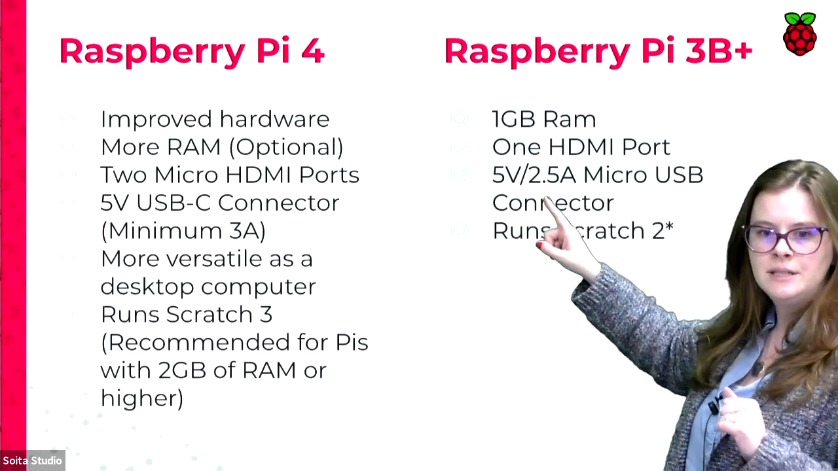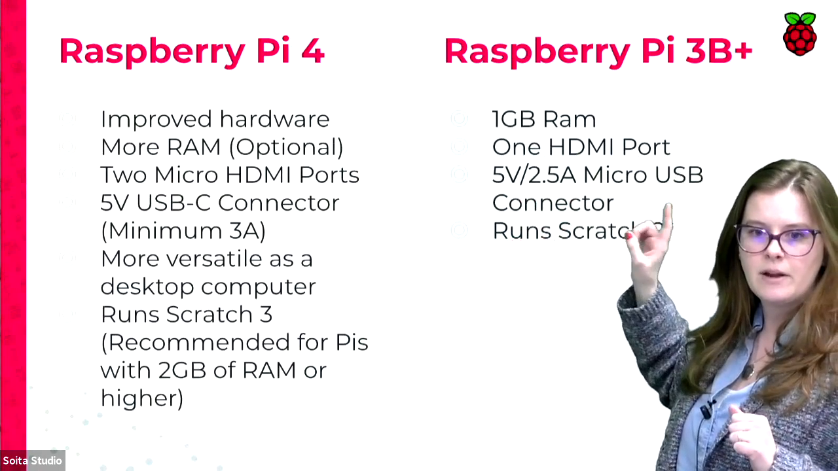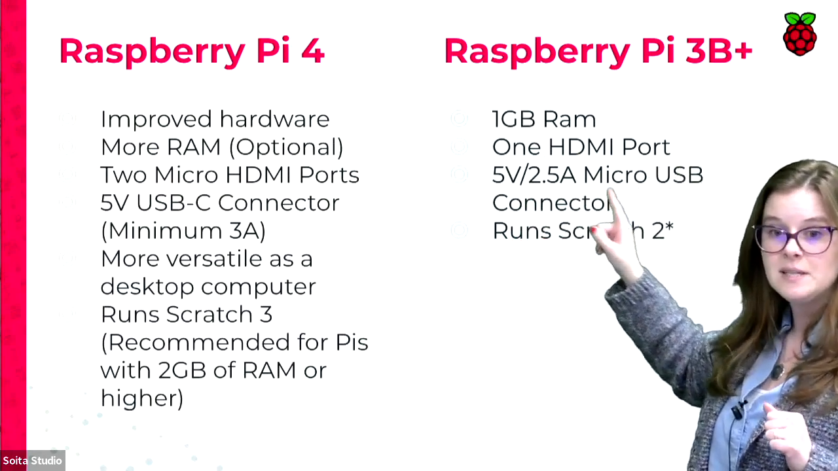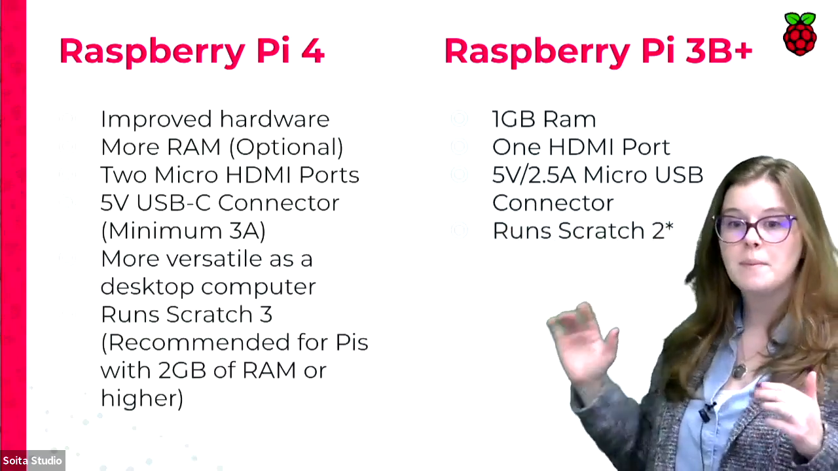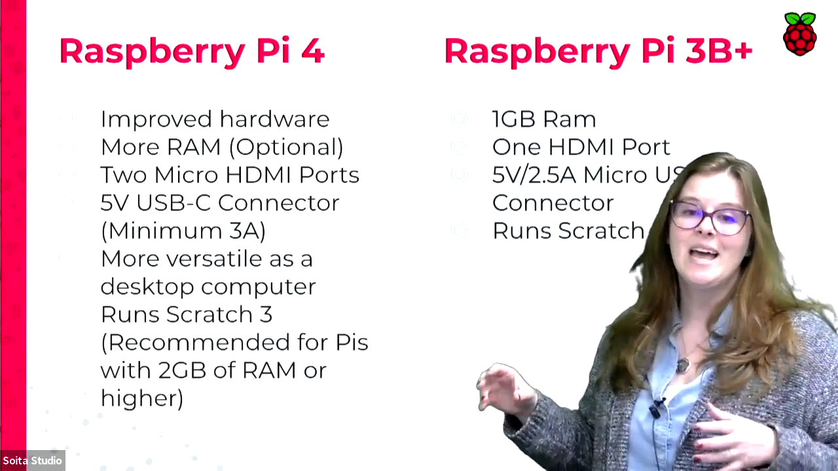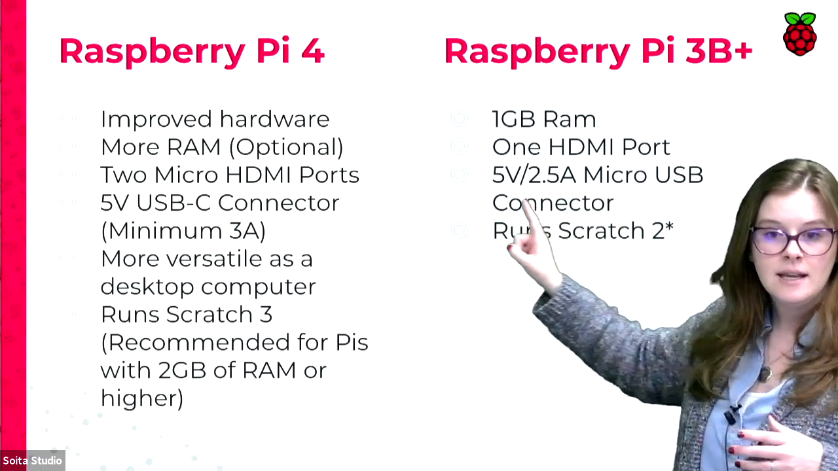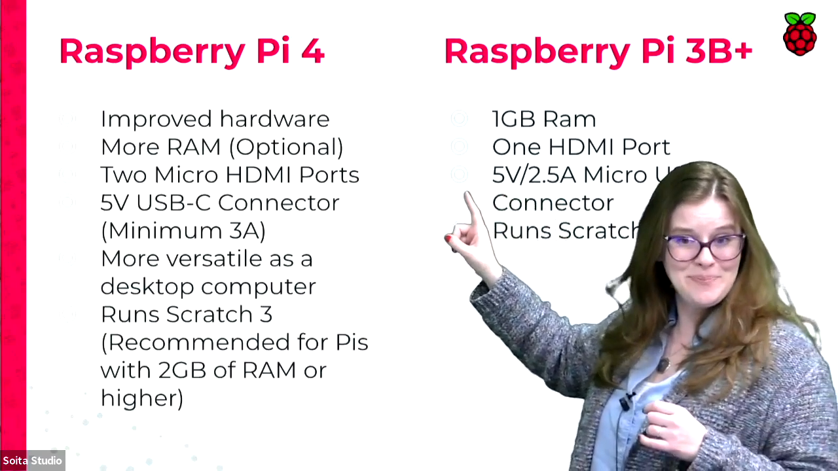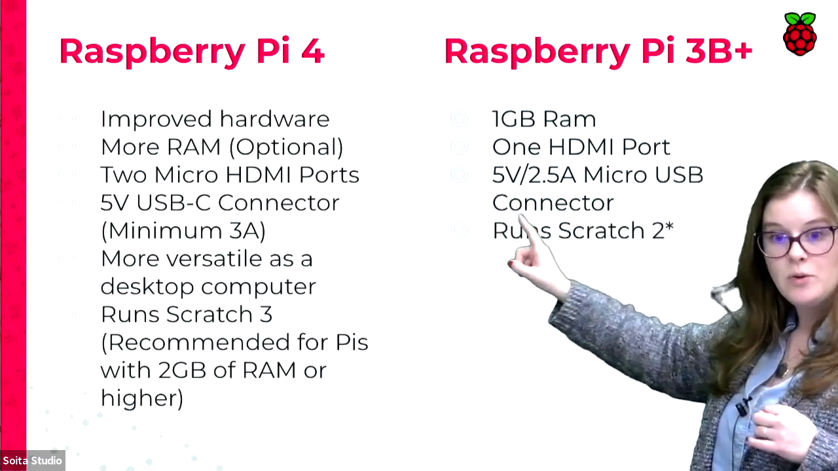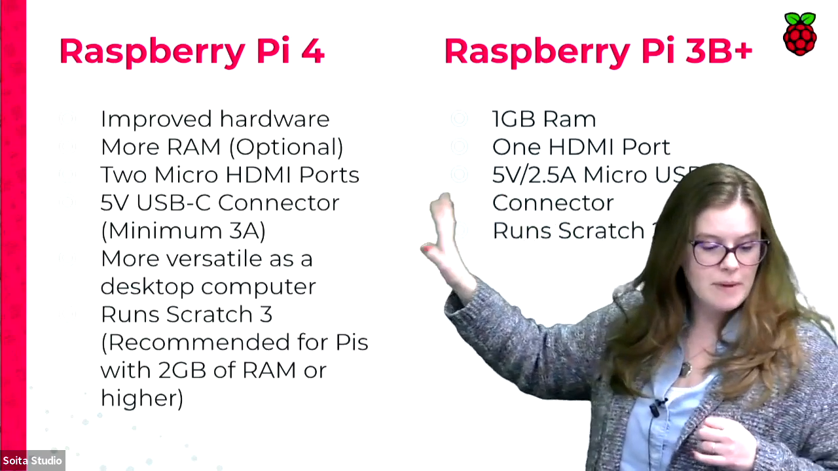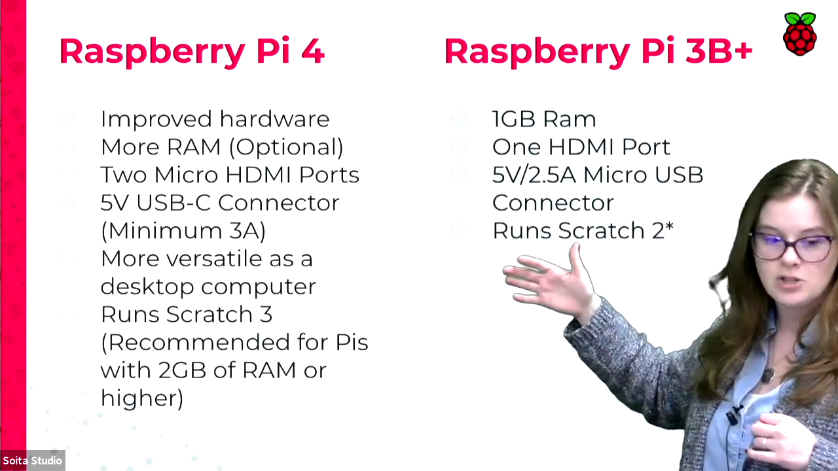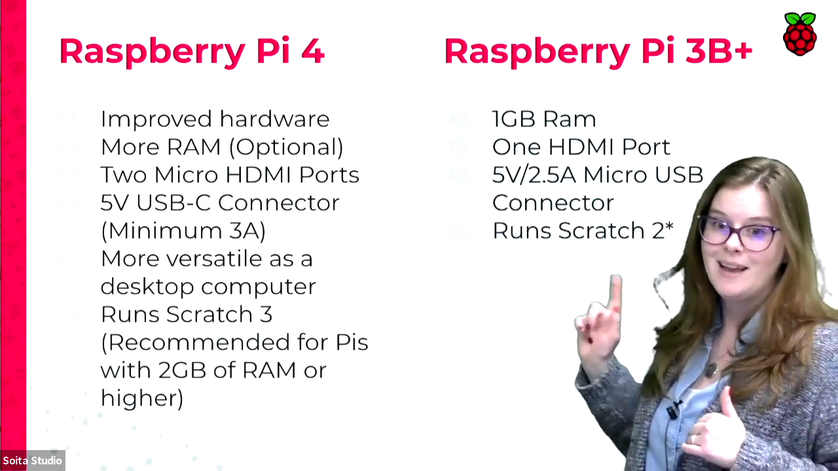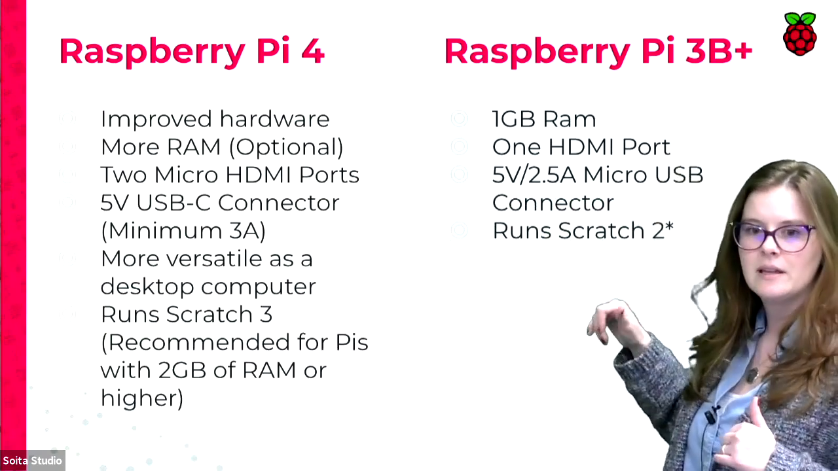It has a 5-volt, 2.5 amp micro USB connector. That's for your charging. This is pretty standard, so a lot of you probably already have something else that charges off of this amount of power, maybe a cell phone or something like that, that you can use for your Raspberry Pi. So you may not have to go out and buy an additional power cord, although I am going to show you the one I have that I really like in a minute when I go underneath our dot cam.